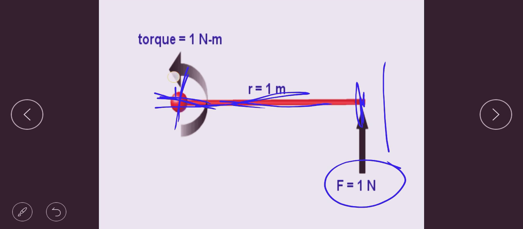So at this point the moment will be applied. So what is the value of moment? That is the force into perpendicular distance, that is 1 into 1. So the net torque or moment is 1 Newton meter. So the unit of moment is Newton meter.